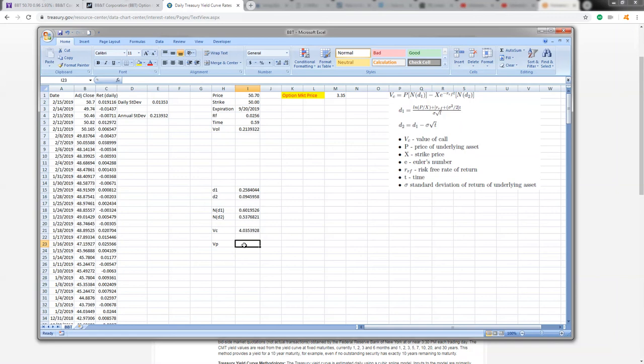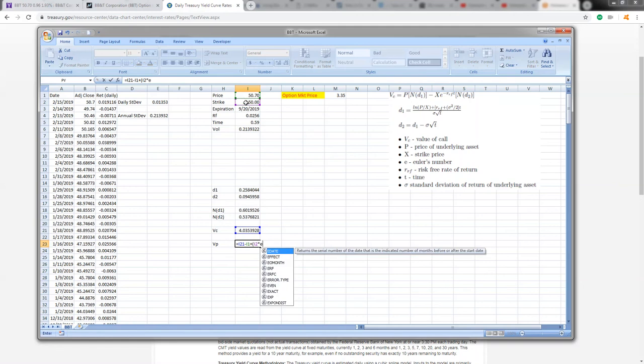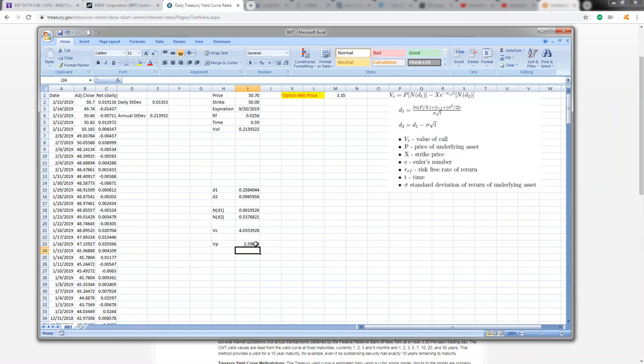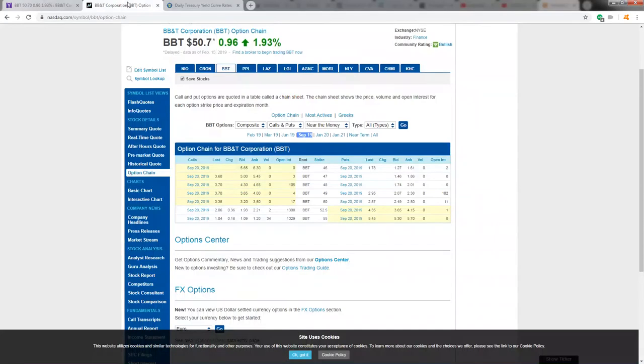So what we can then do is also calculate the value of the put, which is equal to the value of the call plus the price, minus the price plus the strike times e to the negative risk-free times time, and so the put should be selling for $2.60.